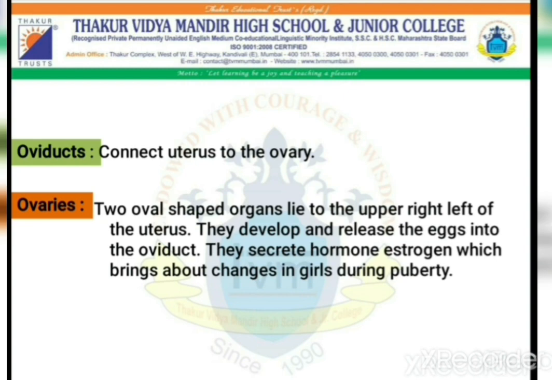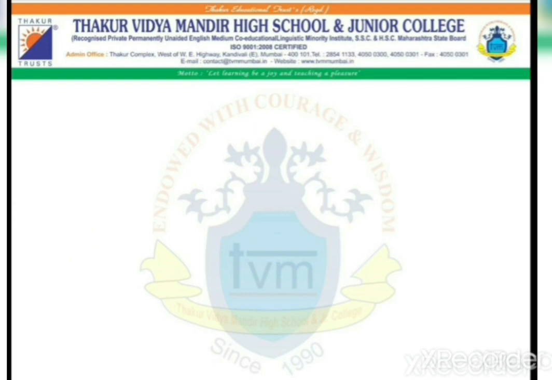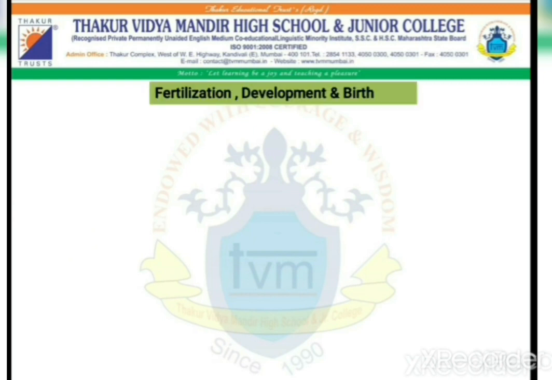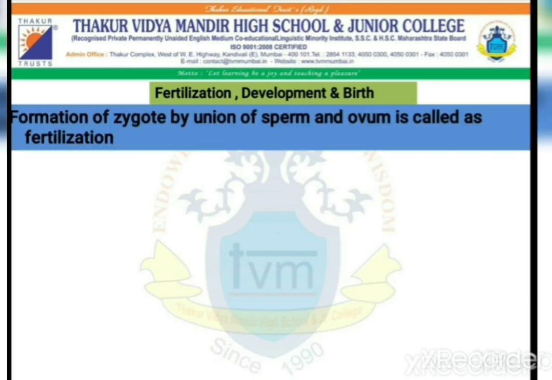So we have discussed the male reproductive system, in which the sperms are formed. In the female reproductive system, the eggs are formed. Now, these sperms and eggs combine together and come to the next stage, that is called fertilization, and after that the development and the birth of the baby. So in fertilization, there is a formation of a zygote, the union of the sperm and the ovum. Ovum means the egg cell. So from the male, the sperm cells, and from the female, the ovum are combined, and that combination is called fertilization. This fertilization results in the formation of a zygote.